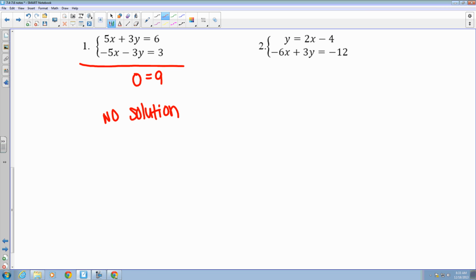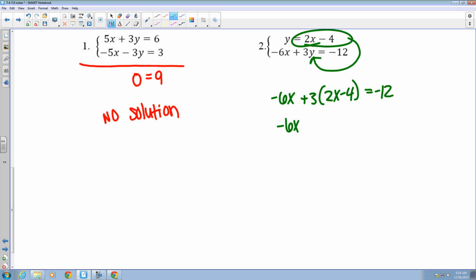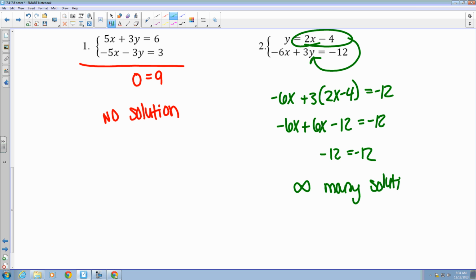And then number 2, we're going to do substitution with this y. Put that in right here. Negative 6x plus 3 times 2x minus 4 equals negative 12. Distribute. The x's cancel. We get negative 12 equals negative 12, which is true, so it's infinitely many solutions. If you use substitution or elimination to solve what your homework will ask you to do, and you just get an answer like x equals 4, then we know that it's just one solution and you can continue on like we would have in the previous sections.